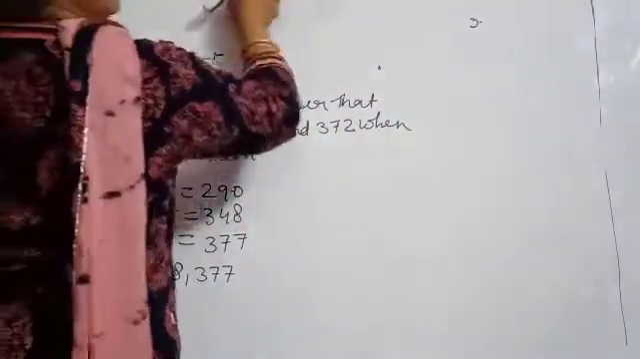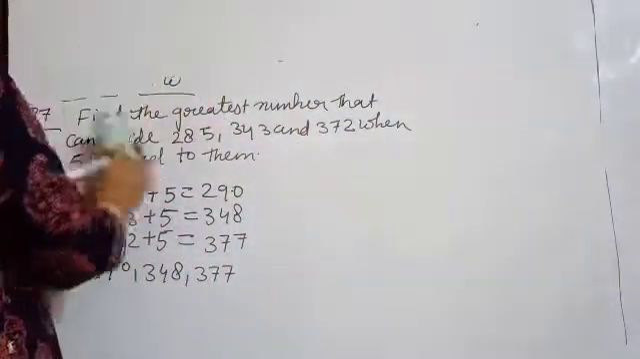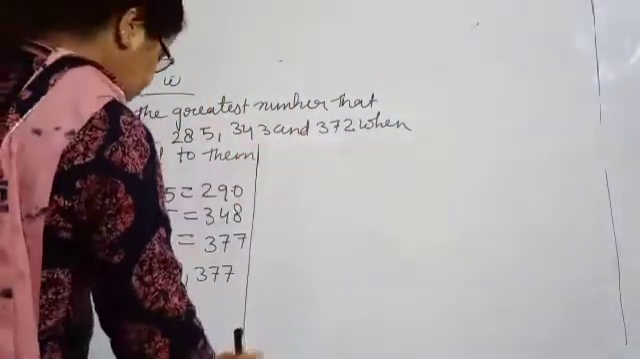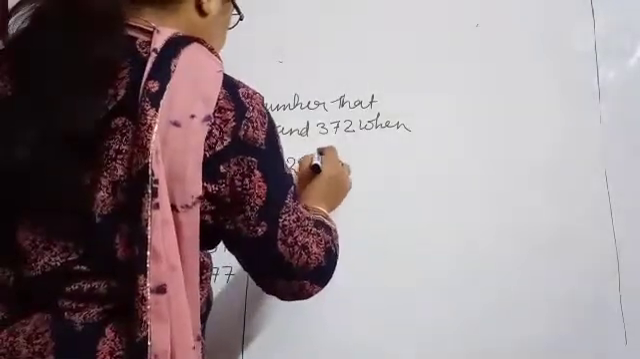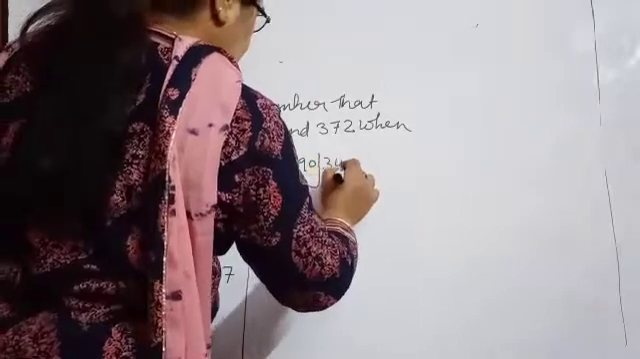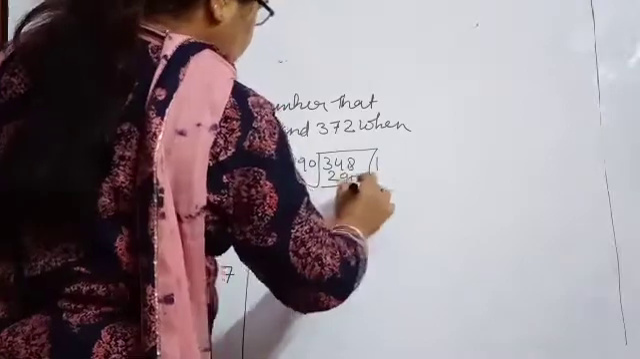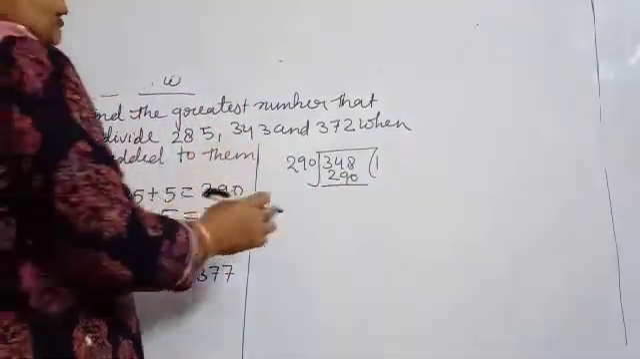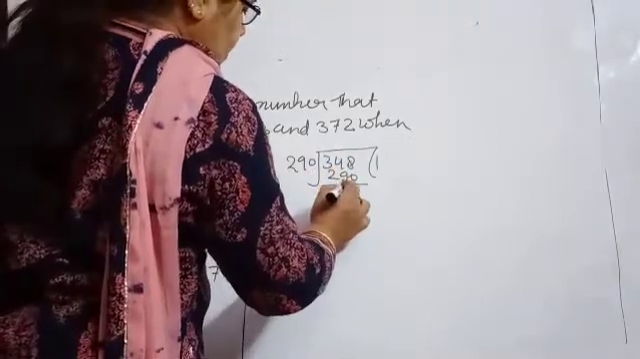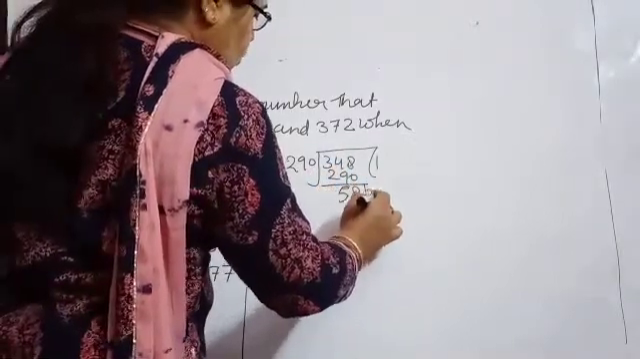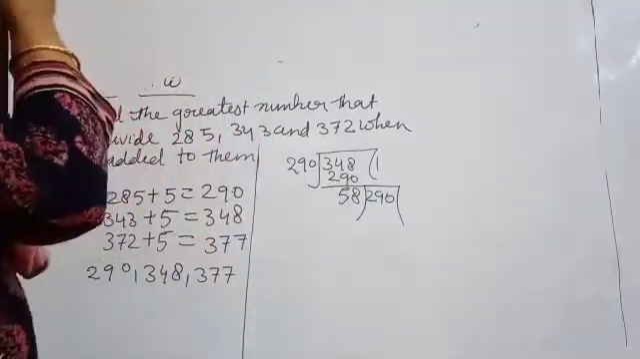See here now. First take 290, which is the smaller number. So divide 348 by 290. Okay. By the long division method I am doing, as I taught you yesterday. Now take the remainder 58. 290 divided by 58, by multiplying how many times is it going?